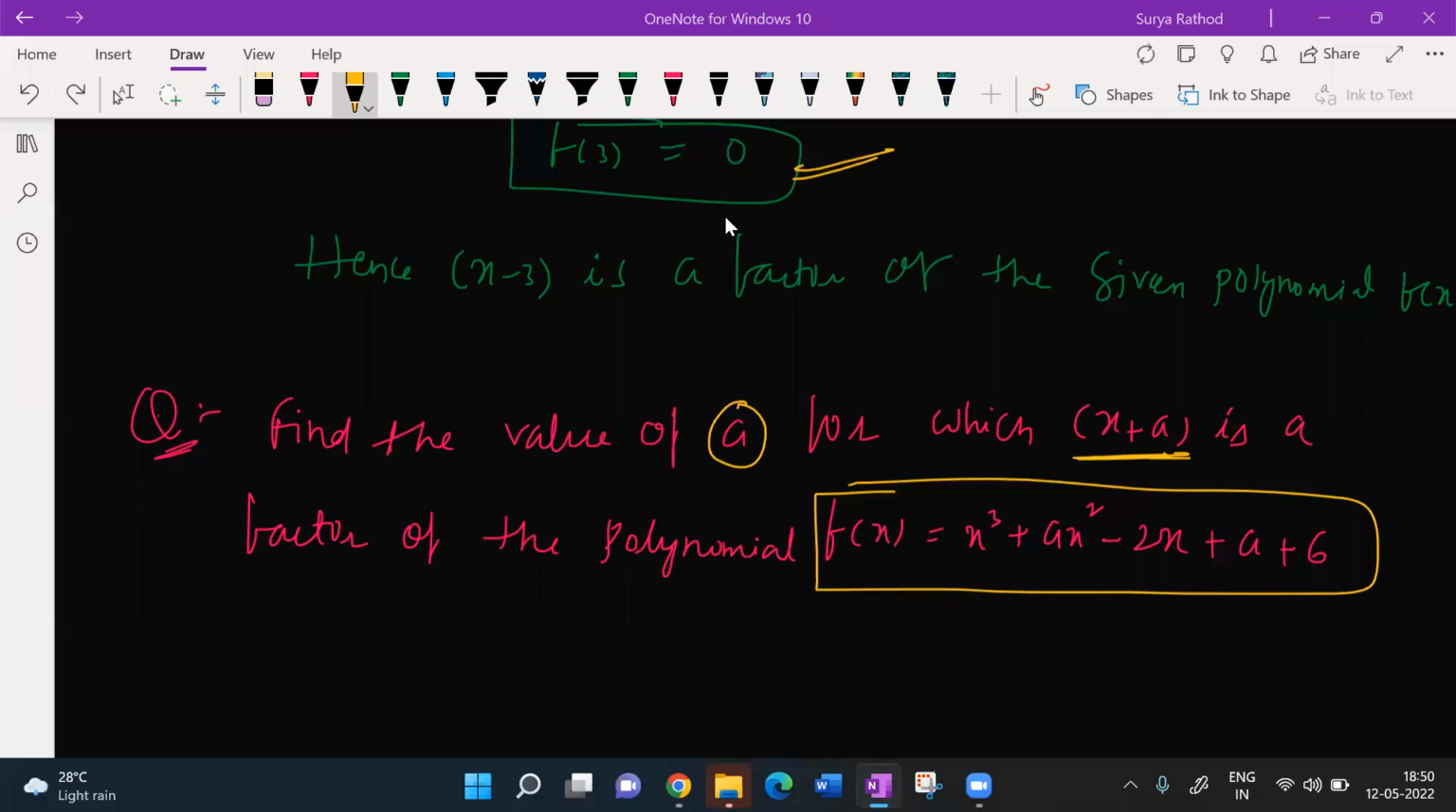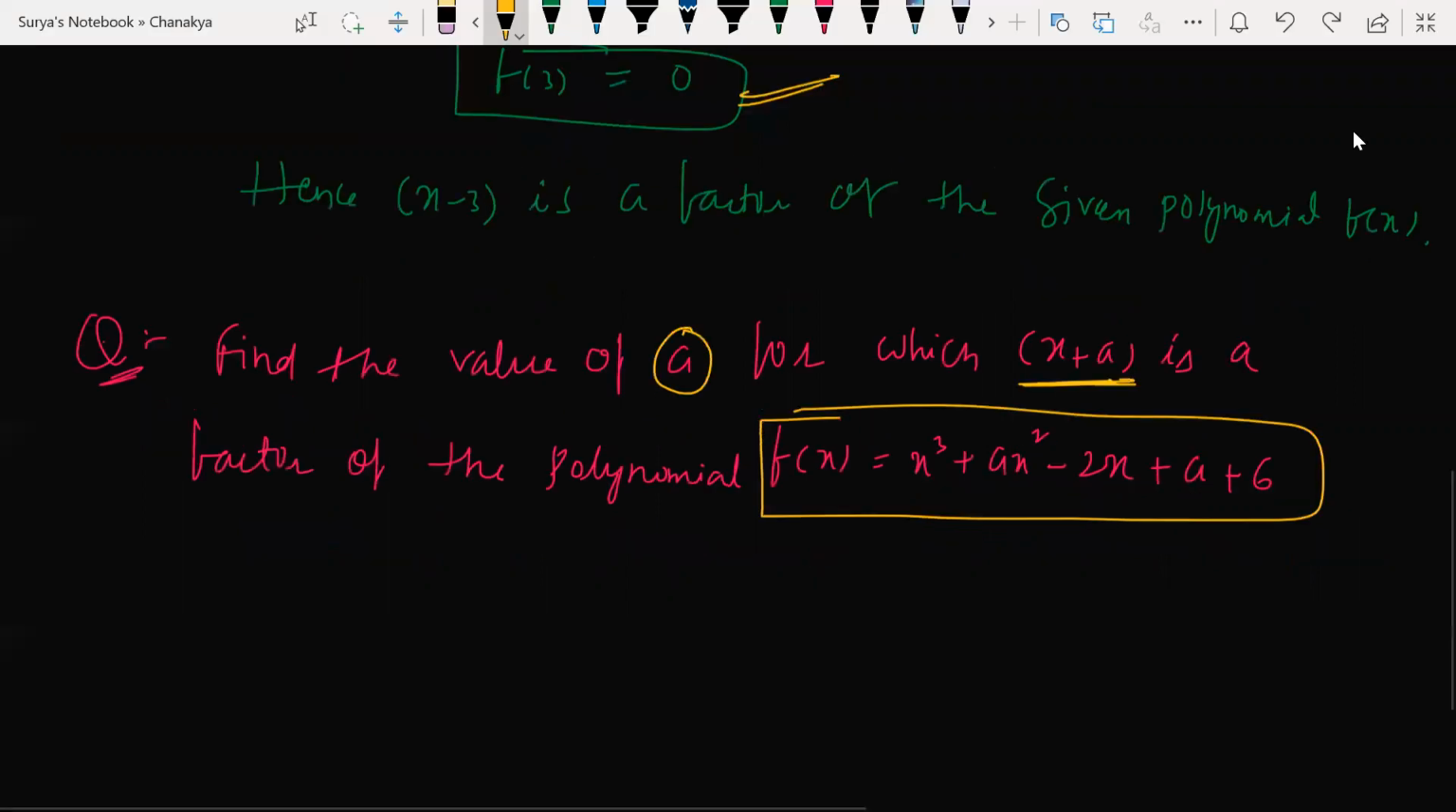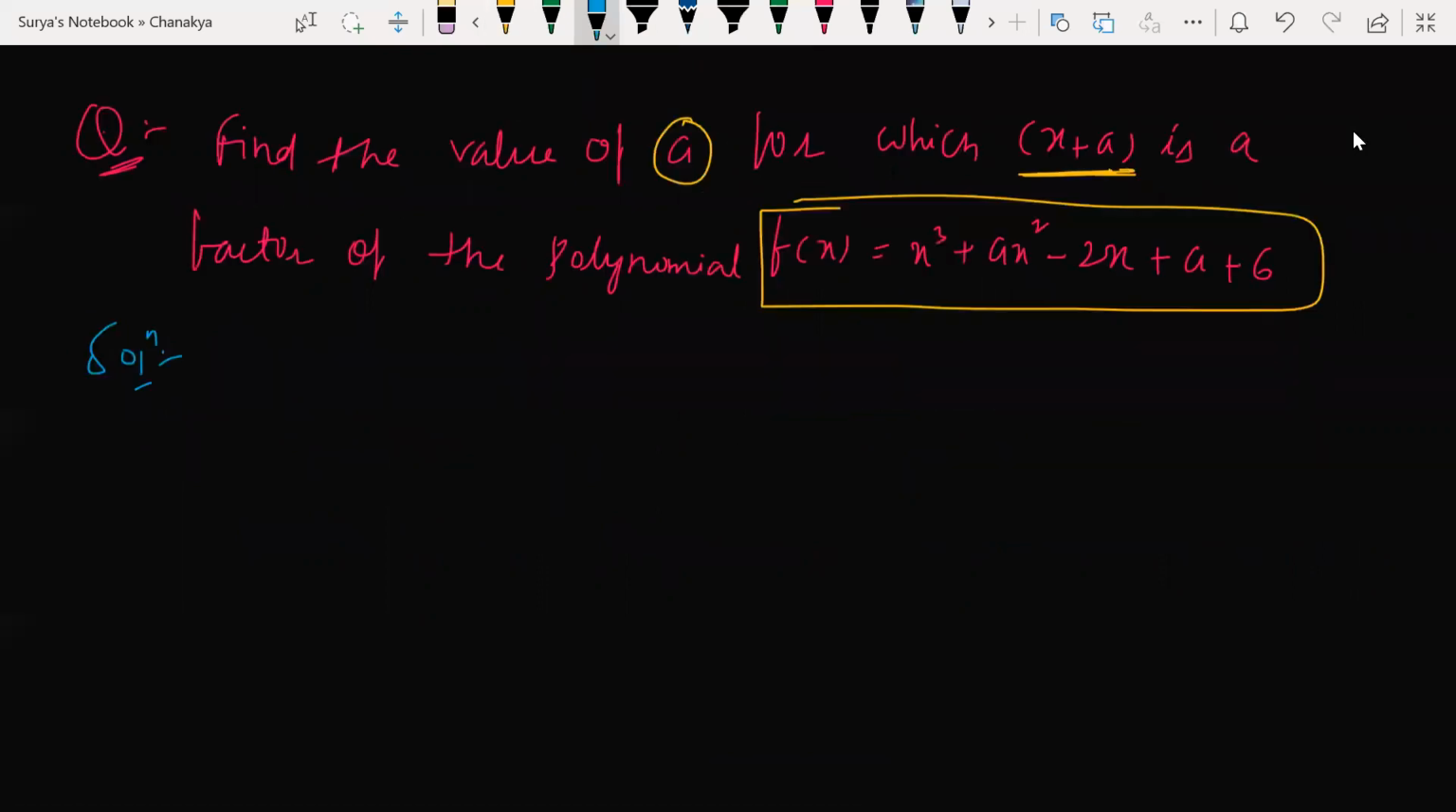So we should substitute the value of a for which the RHS part will be 0. Yes Zoya, you are right beta. So we have to try to substitute the value of a for which the RHS can be 0. We can try with minus 1 or 1 or 2.